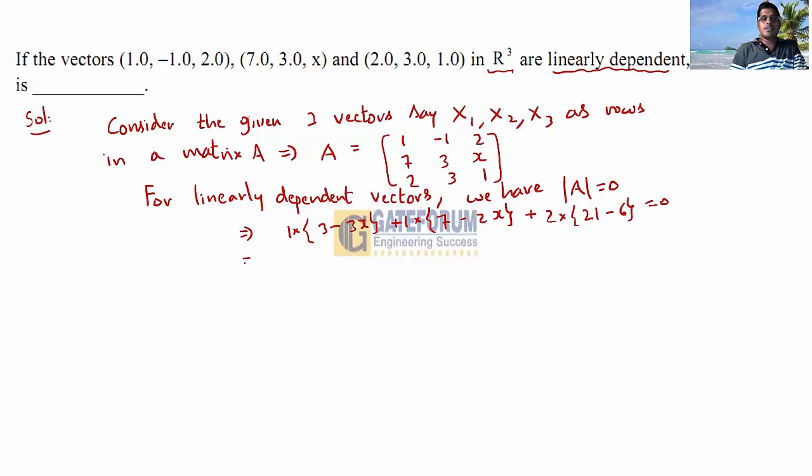So gather the like terms, that is, like terms to be placed at one position and the other terms at another position. First gather all x terms: minus 3x here, minus 2x, simplifies to minus 5x. Next, the constants, the terms not containing x: 3, plus 7, 10, and this 21 minus 6, 15, 15 into 2, 10, 10 plus 10, 20 equal to 0. This simplifies and gives the value of x is equal to 4.